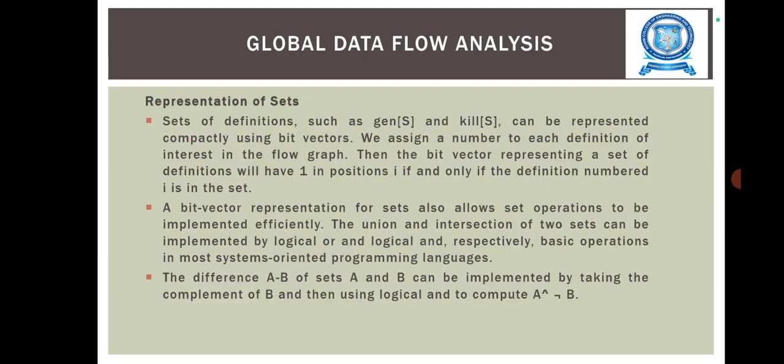Representation of sets. Sets of definitions, such as gen[S] and kill[S], can be represented compactly using bit vectors. We assign a number to each definition of interest in the flow graph. Then the bit vector representing a set of definitions will have 1 in position i if and only if the definition numbered i is in the set. A bit vector representation for sets also allows set operations to be implemented efficiently. The union and intersection of two sets can be implemented by logical OR and logical AND, respectively.